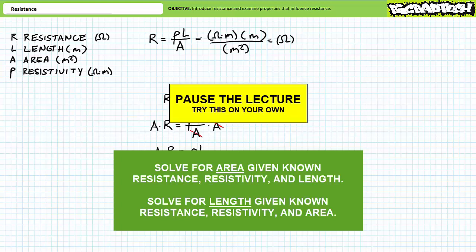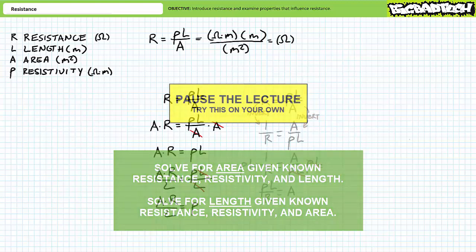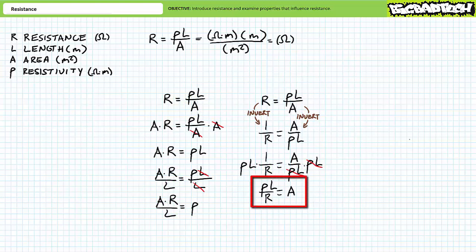If you're tracking, you should have obtained the following results. Area equals resistivity times length divided by resistance. Notice I started this manipulation by taking the inverse of both sides. Other algebraic methods should yield the same results using more or fewer steps. This permutation implies that if you're ever presented with an object of known resistance, known resistivity, and known length, one could easily determine its cross-sectional area.